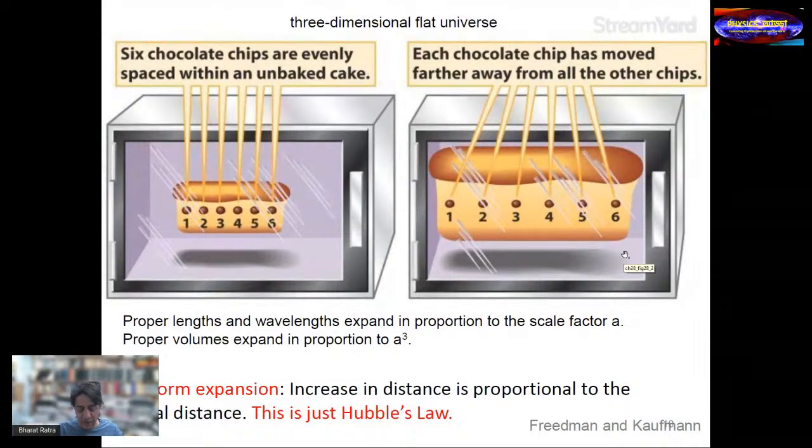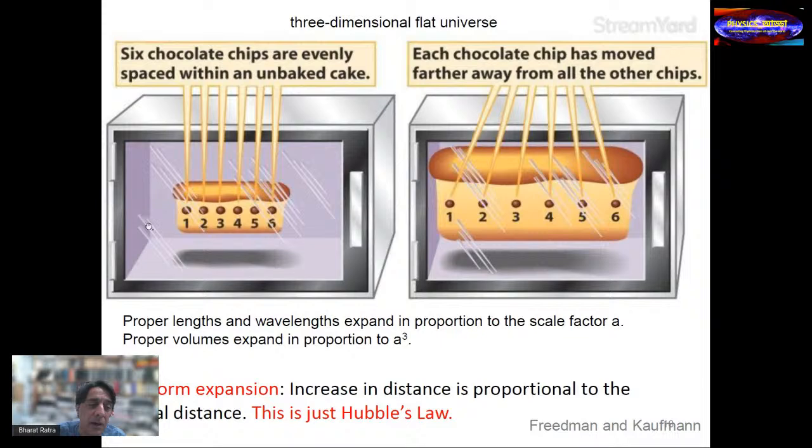And I've got another analog demonstration here. So I've got an elastic band with ping pong balls, if I can unknot it. And these ping pong balls are my galaxies. They do not expand with the universe. They're like the chocolate chips. What's happening is that the space between the galaxies is increasing because general relativity is creating more and more space. And this is just the expansion of the universe.